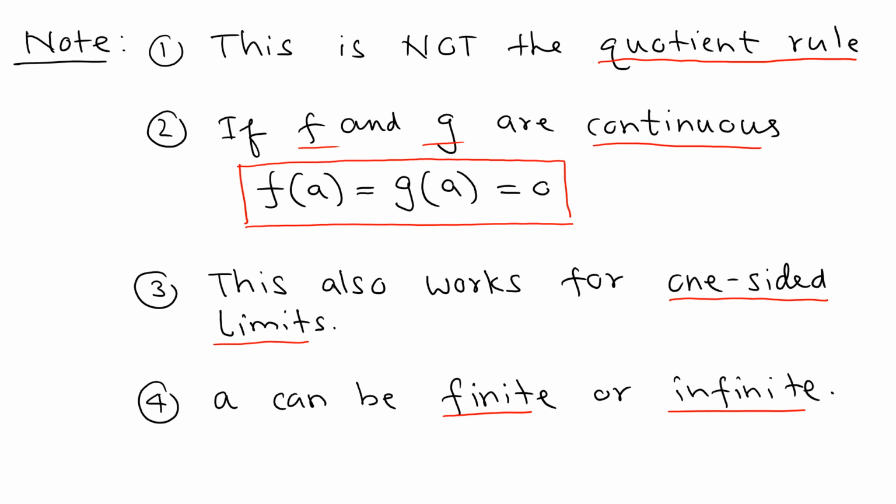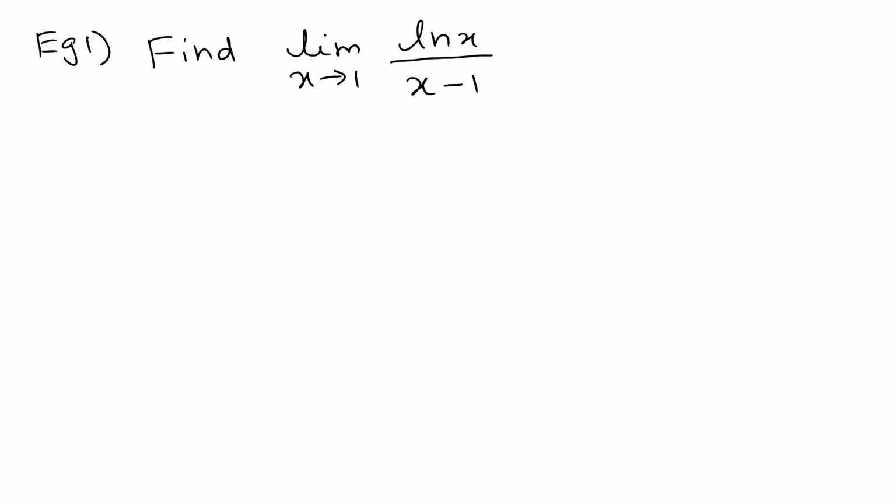Let's look at the first example. Find the limit as x goes to 1 of ln x over x minus 1. This was the problem where we got stuck, so let's see how we can do it now. I'll repeat the question first. As we saw earlier, when x goes to 1, the top goes to 0 and the bottom also goes to 0. So it is a 0 over 0 situation, and we write it that way because this is the condition that we check.